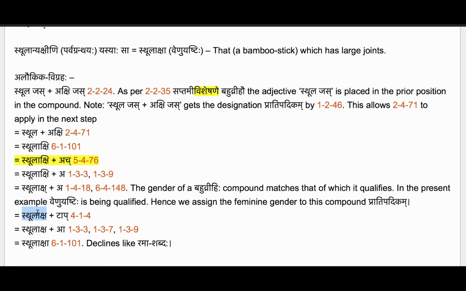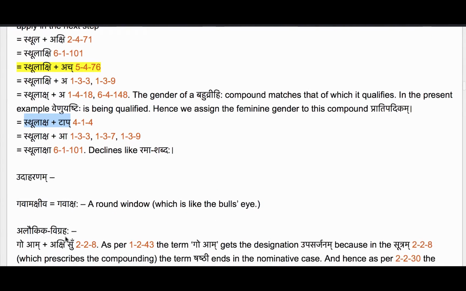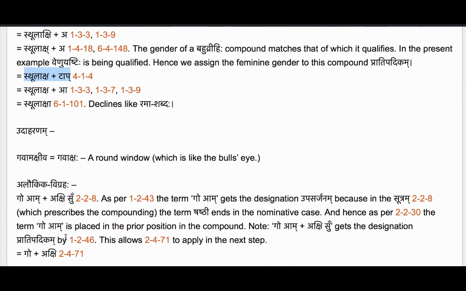We know that the gender of a bahuvrihi compound matches that of which it qualifies. In the present example, Venuyashti is being qualified, so we assign the feminine gender to this compound pratipadikam, and since it is the feminine gender, we have to add the appropriate feminine affix to get the feminine pratipadikam. Here we add the affix taap by 4.1.4 ajadyatashtap. So now we have sthulaksha plus taap.